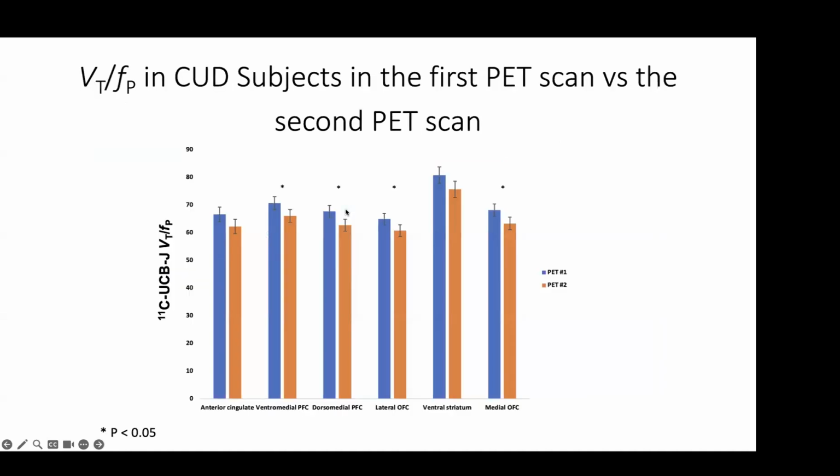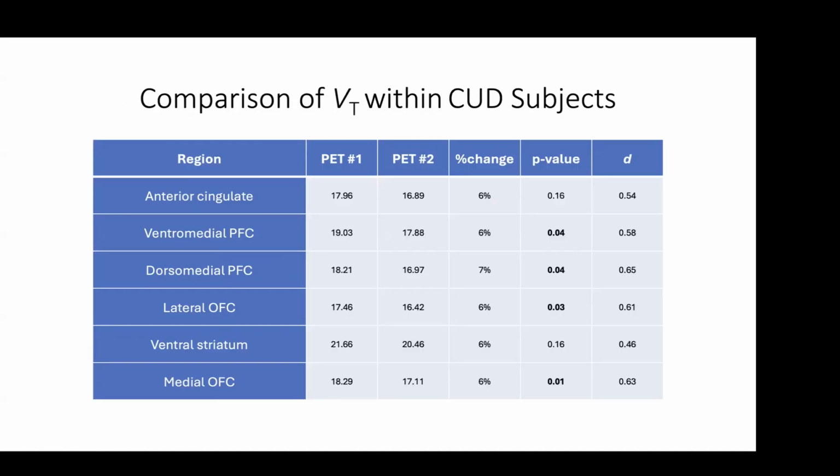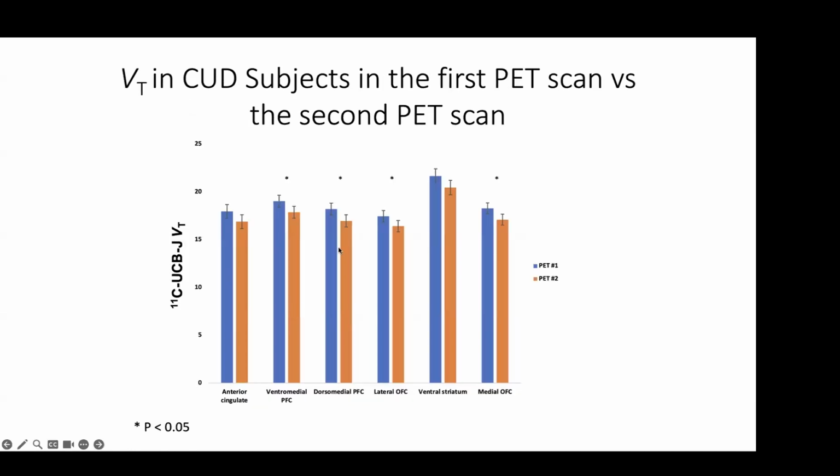This is the visual representation of those results. We are seeing the same for the BT. So with the volume distribution, we see the same lower binding in the same regions: ventromedial prefrontal cortex, dorsomedial, lateral bit of frontal cortex, and medial bit of frontal cortex.